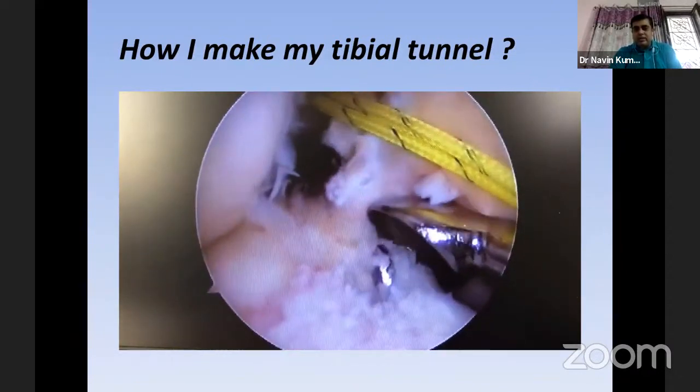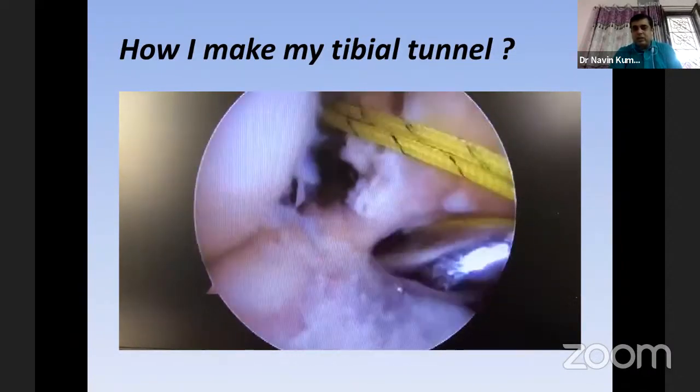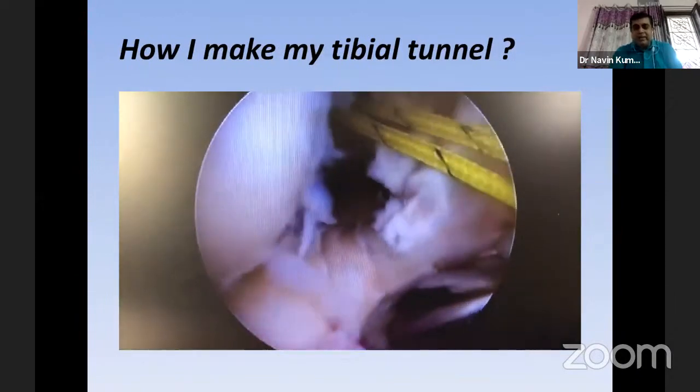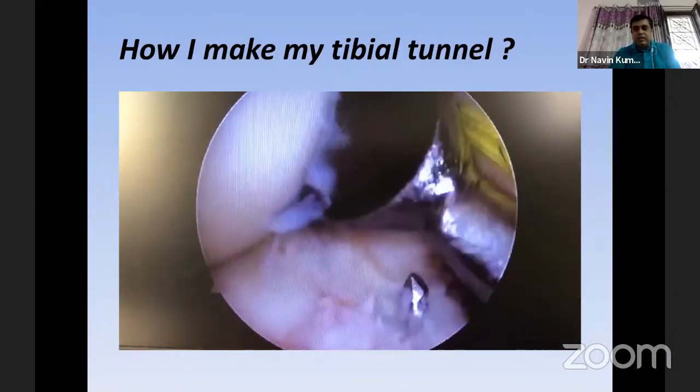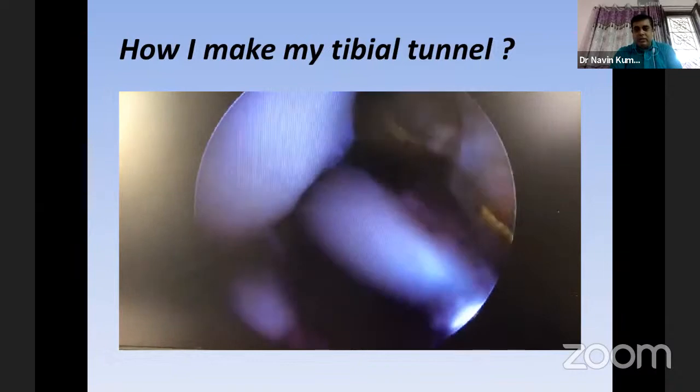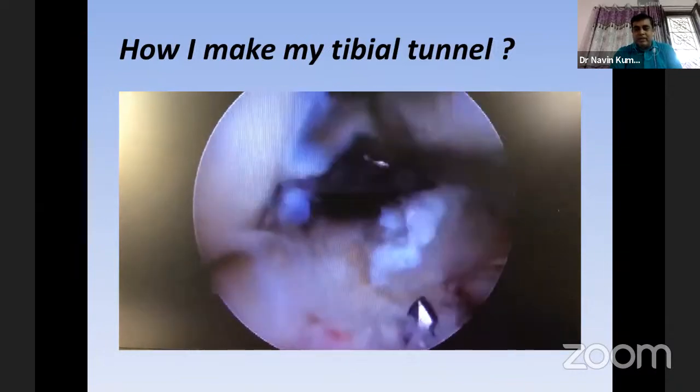Now, another step is I use something like a curette over here, because whenever you are drilling, if you go directly, then invariably, if you are not very careful, you might damage the articular surface.